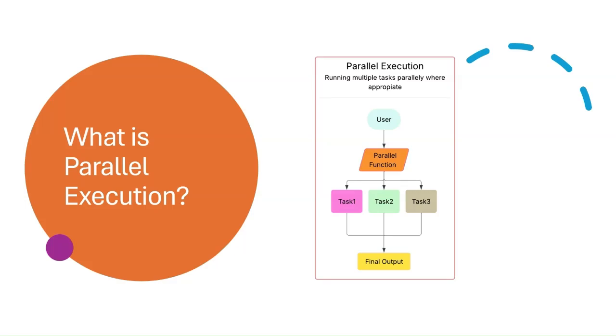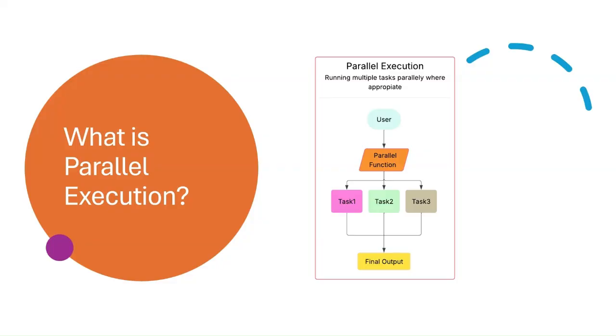Now, how it works. The process begins with the user submitting a request, which acts as the starting point of the workflow. From there, the request is passed to the parallel function, which executes all the independent tasks. Since task 1, task 2, and task 3 are independent, they can run in parallel, significantly improving speed and efficiency. Once all the tasks are completed, the results are combined and collected. Finally, the system produces a comprehensive output by aggregating all the parallel results.